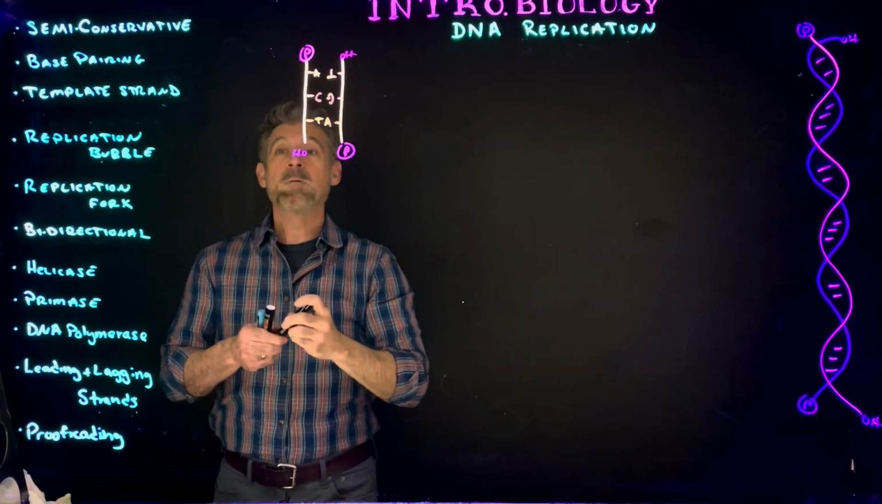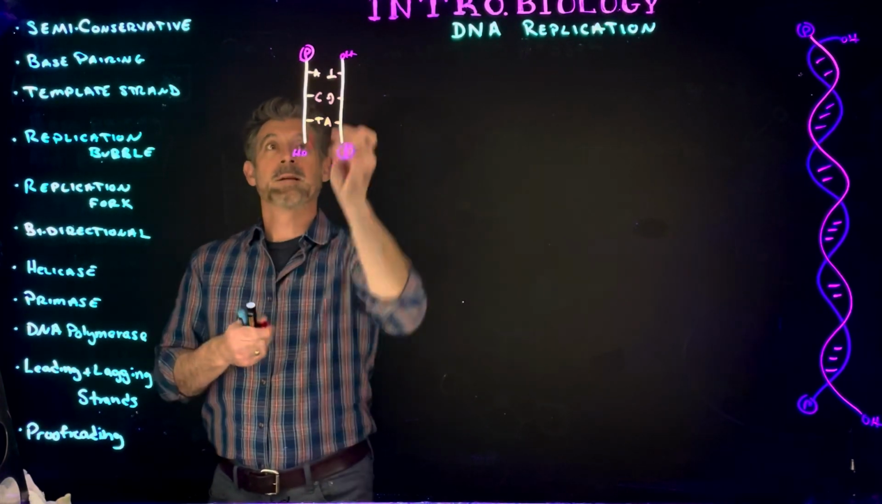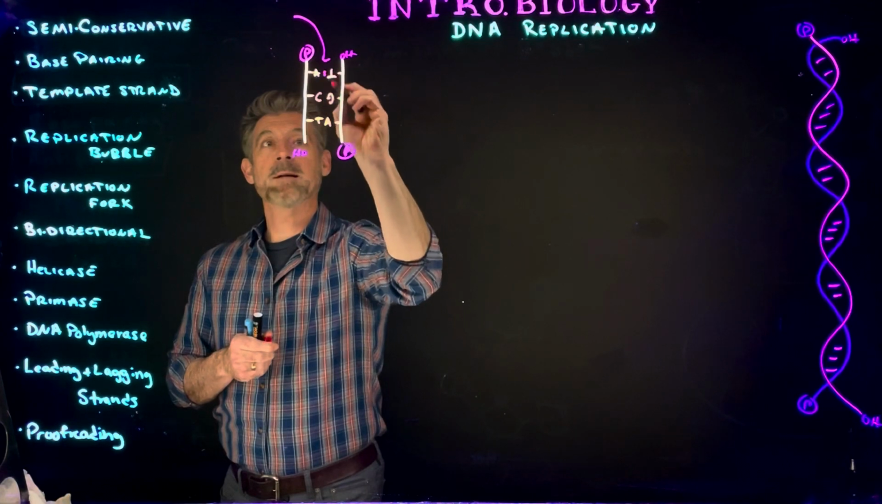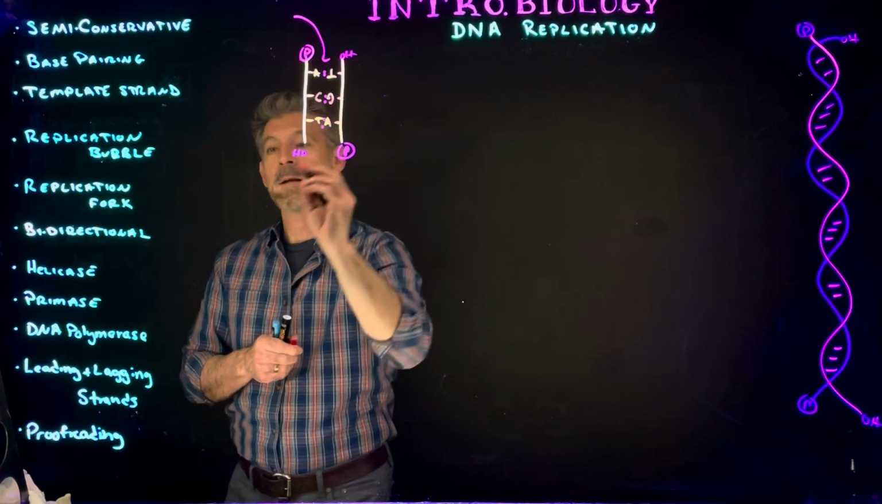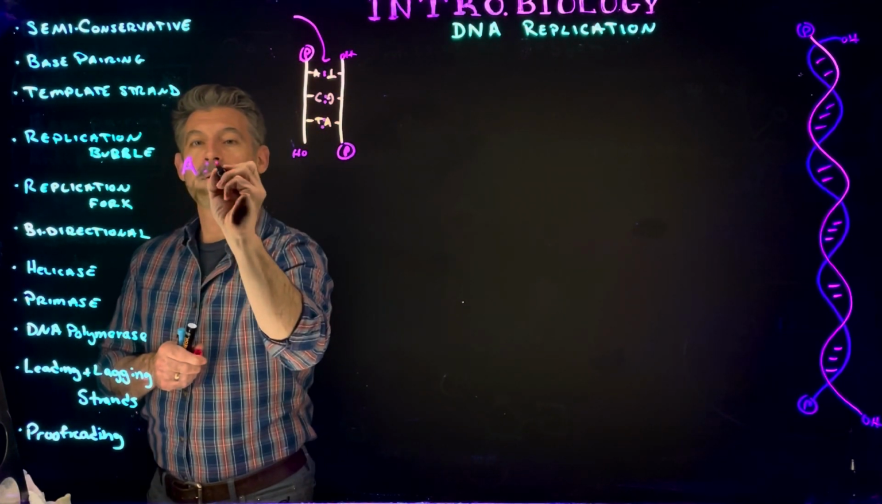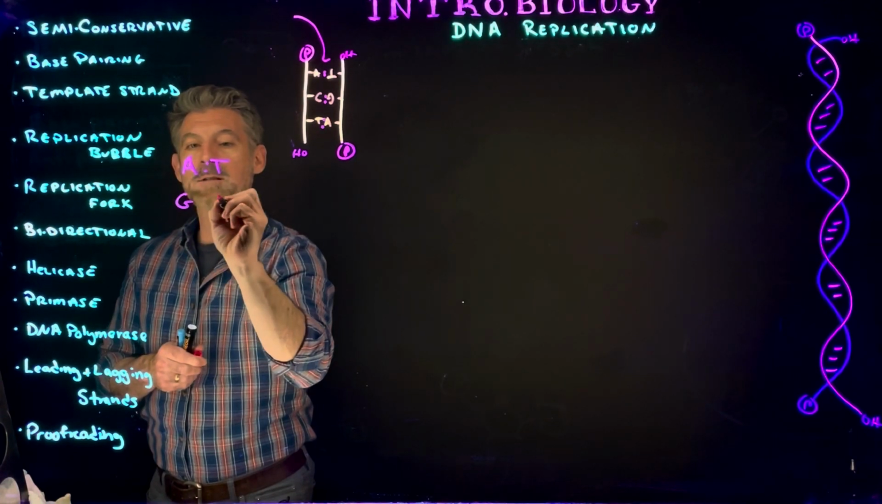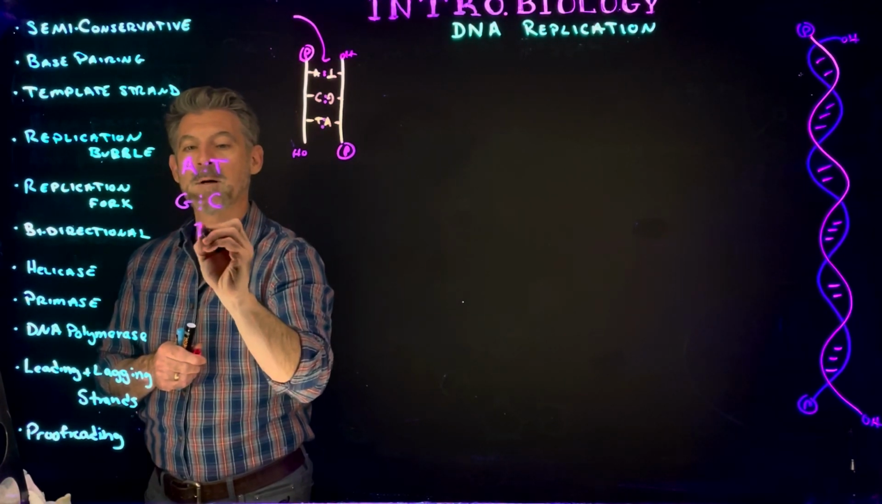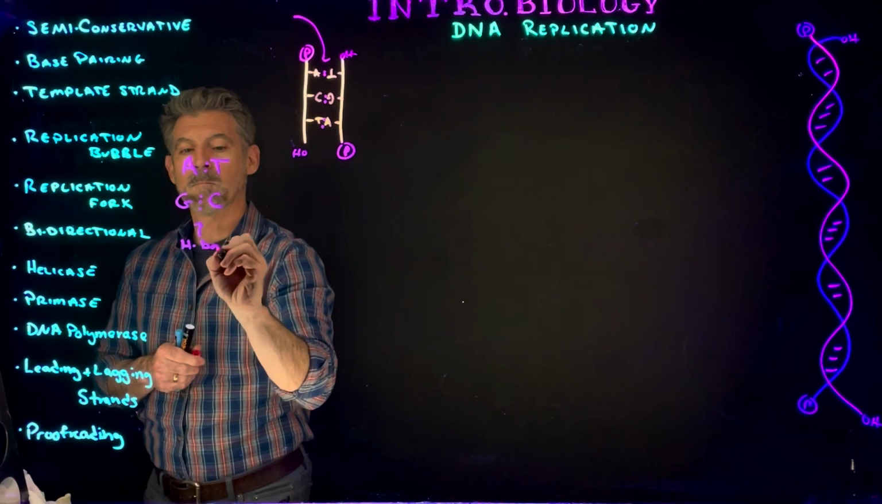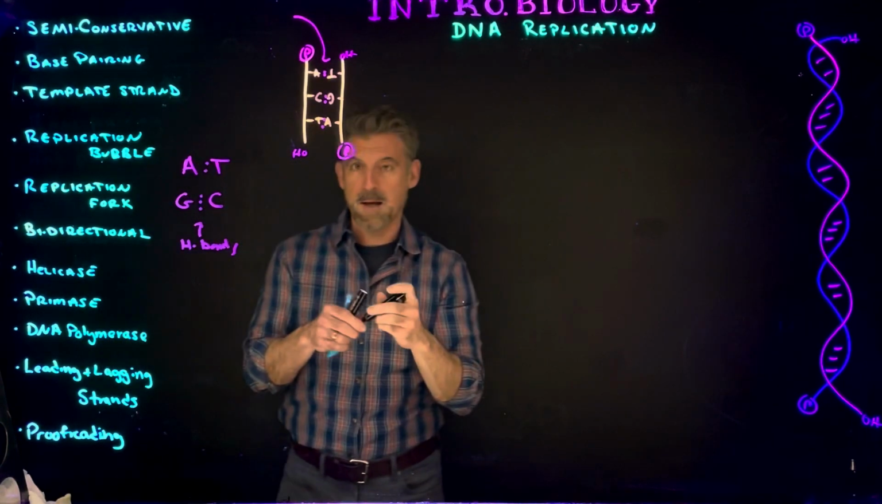Okay. And remember, the two strands are held together with hydrogen bonds, right? So we've got hydrogen bonds here. There are two bonds between A's and T's, so A's and T's have two hydrogen bonds. G's and C's actually have three hydrogen bonds. And that's what's holding these strands together.